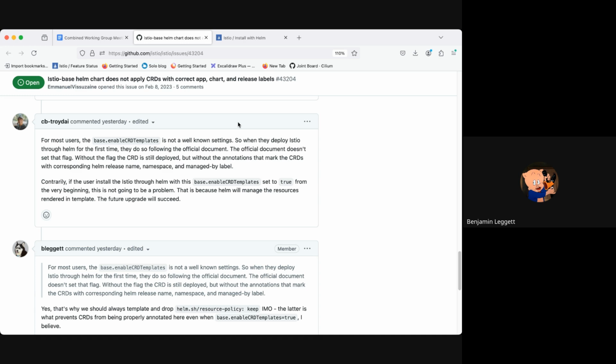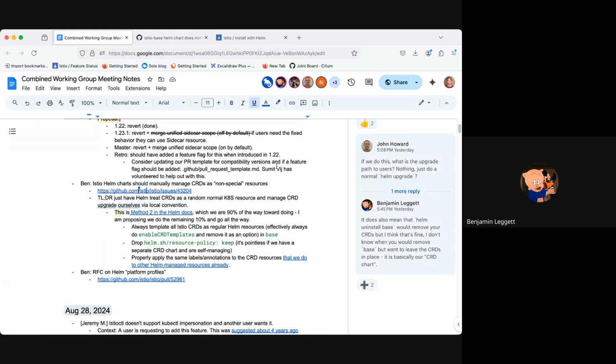Basically, that would just mean Helm would template the CRDs as any other resource. When you install base, you get the CRDs. When you upgrade base, you get the updated CRDs, and we ourselves are guaranteeing that they were compatible. And if you uninstall base, you delete the CRDs, which is equivalent to the two-step process we have in the docs today, where you uninstall base and then manually delete the CRDs.